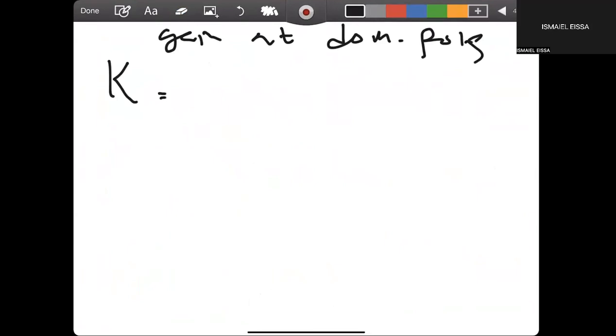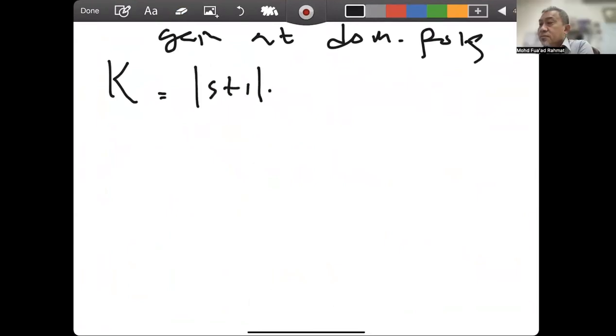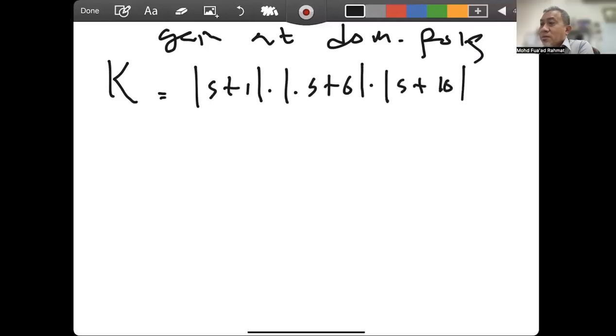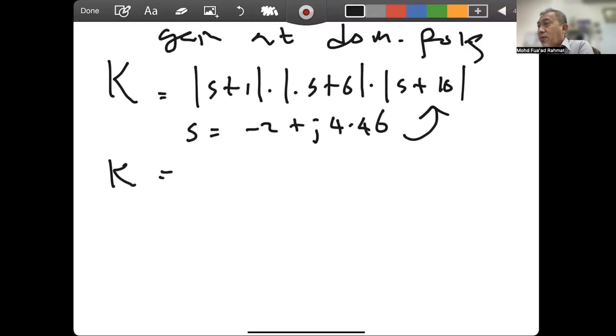We insert the pole magnitude criteria as written by me. So you insert the value, which is -2 plus j 4.46, inside the gain criteria, the magnitude criteria. Then you will get the k value is 250.